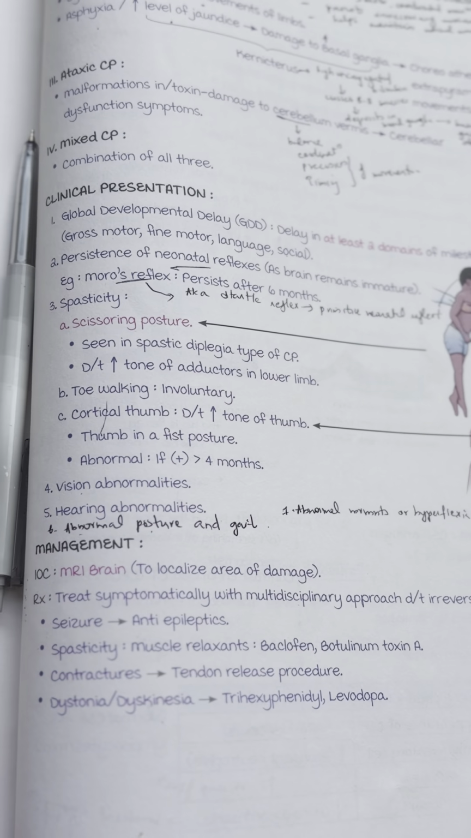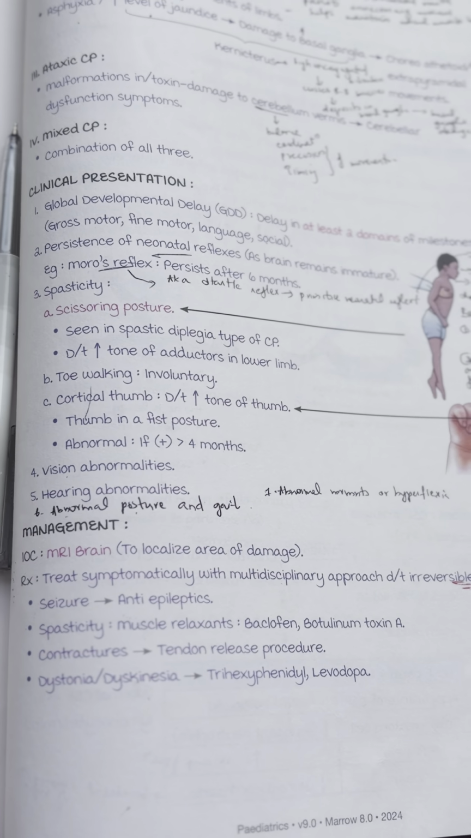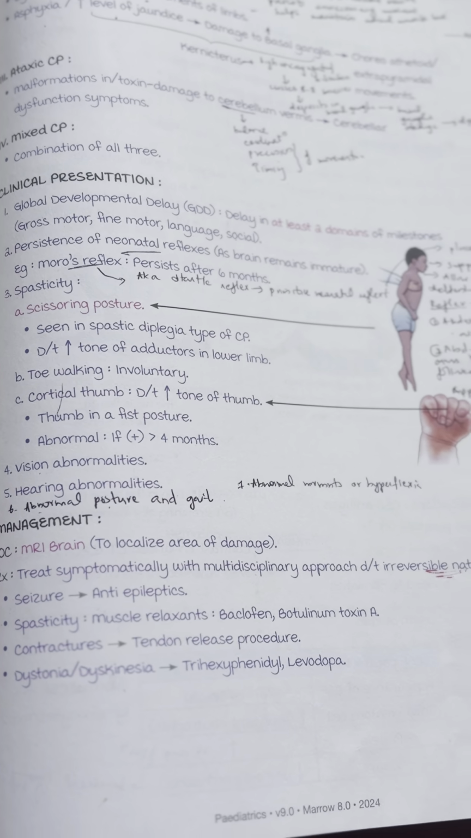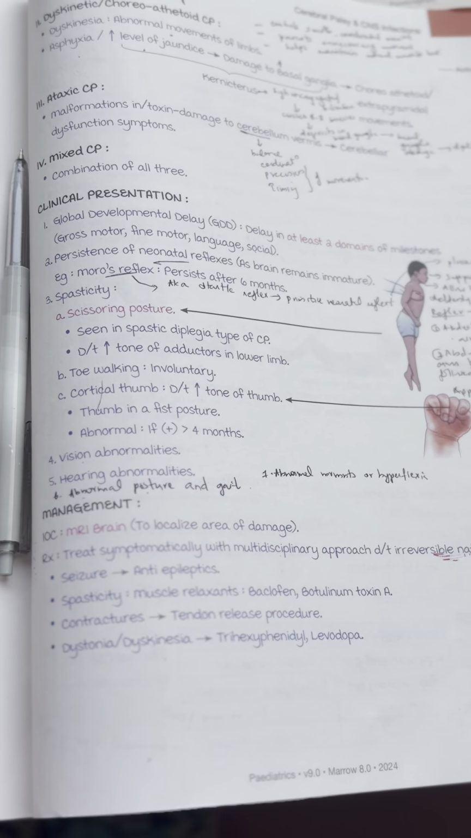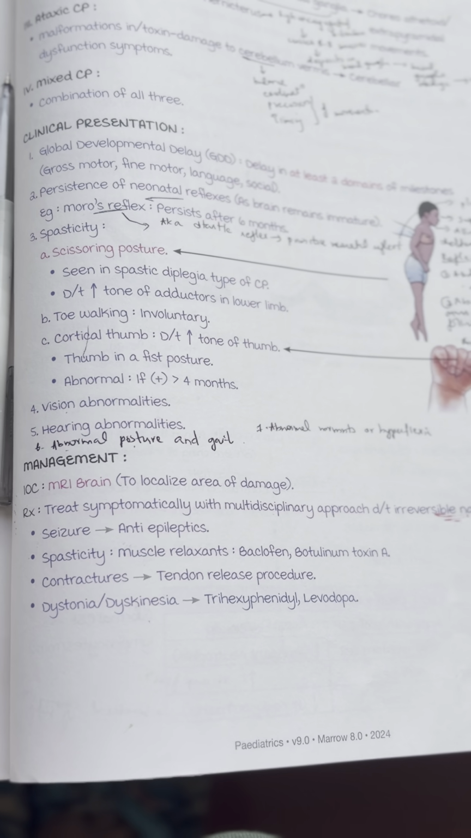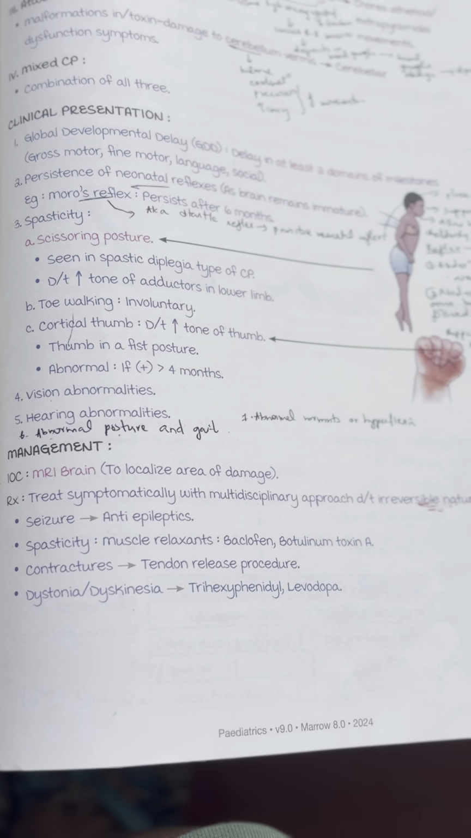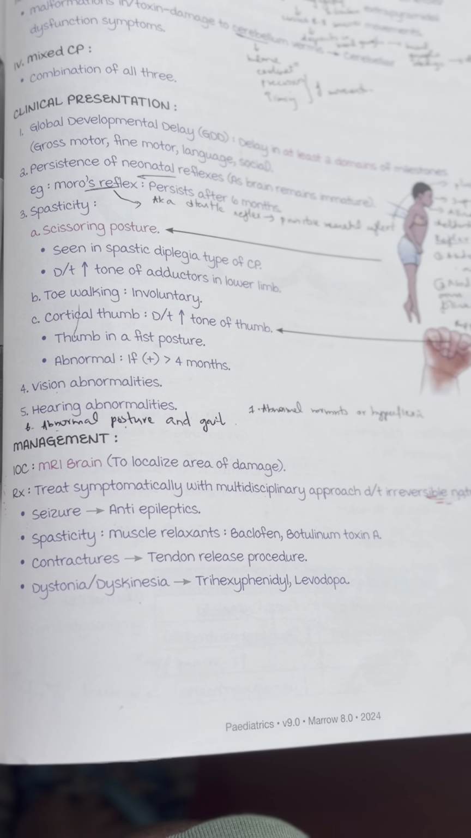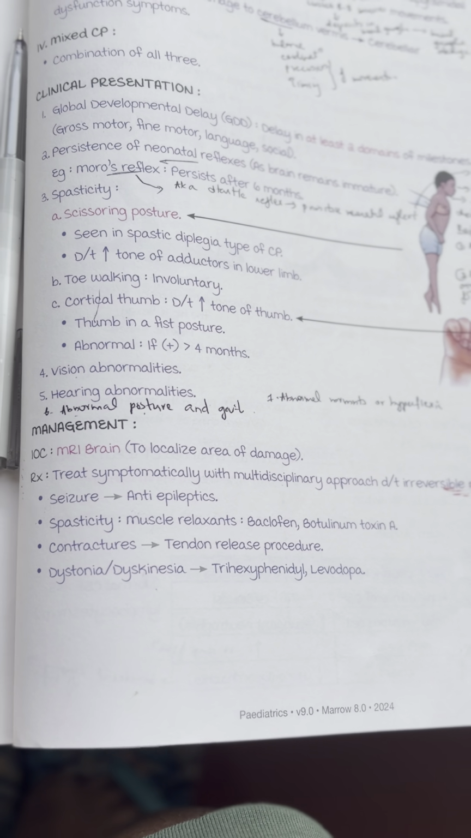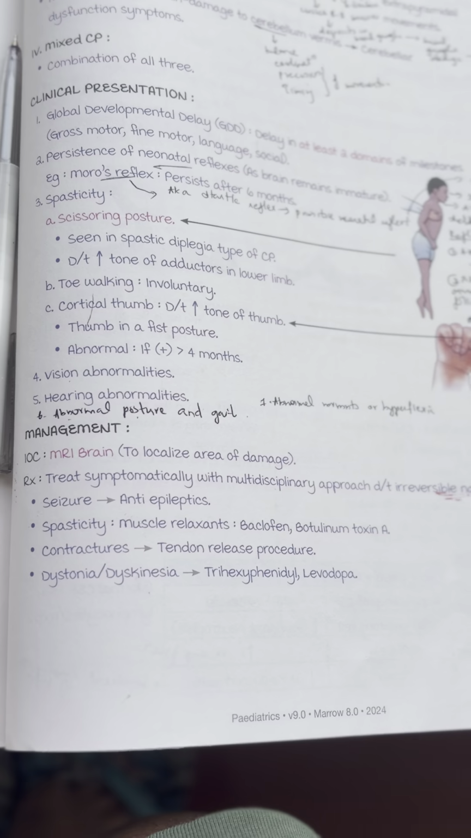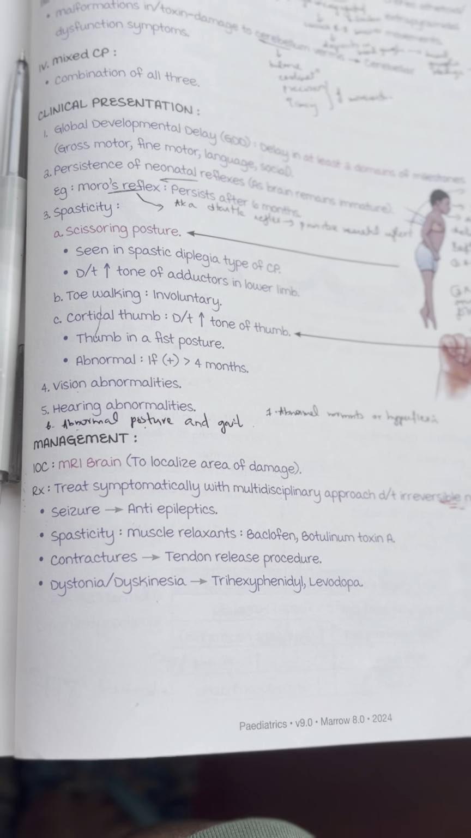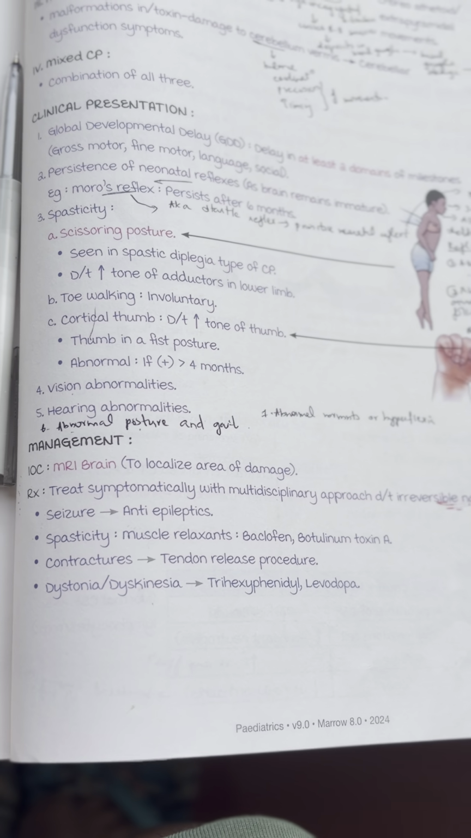Now management. We need a multidisciplinary management. We need the help of social workers, occupational therapists, speech therapists, specialist teachers, ophthalmologists, etc. MRI brain is the investigation of choice, and the treatment is symptomatic with a multidisciplinary approach, because it is irreversible in nature. For seizures, we have to treat with antiepileptics. For spasticity, we can use muscle relaxants such as baclofen. For contractures, we can use tendon release procedures. And for dystonia and dyskinesia, we can use levodopa.